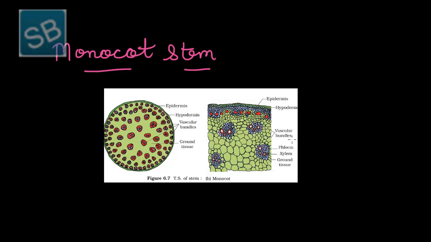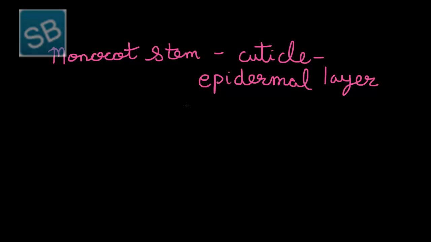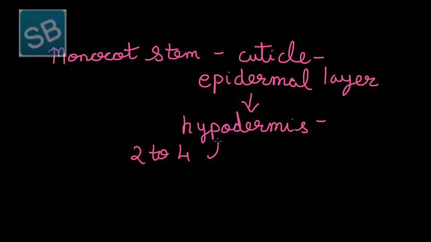Now let us understand all the layers in brief. Similar to that of dicot stem, the monocot stem possesses the outermost thick layer of cuticle which covers the epidermal layer of cells. It is followed by hypodermis, which is made up of 2 to 4 layers of parenchymatous cells.